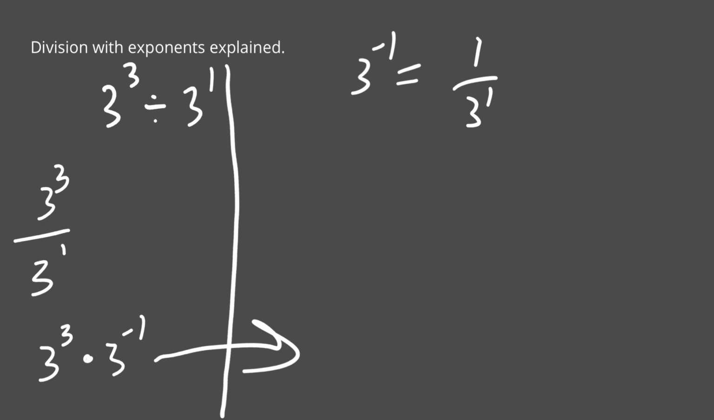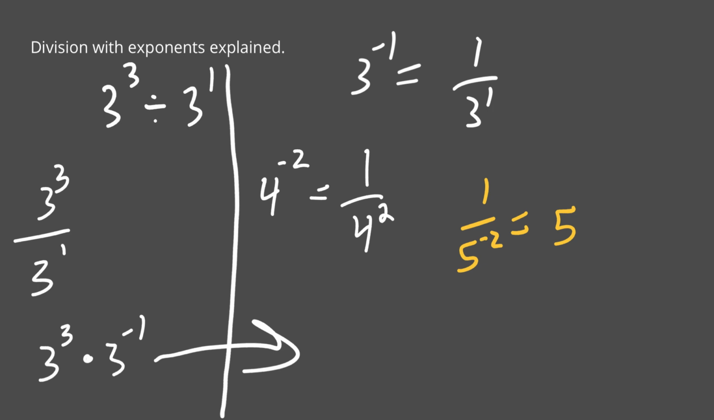For example, if I gave you 4 to the power of negative 2, you could rewrite that as 1 over 4 to the power of positive 2. This also works backwards as well. I could give you something like 1 over 5 to the negative 2, and you could rewrite that as 5 to the power of positive 2, because you just move it to the other side of the fraction. All right, let's look at a couple problems.